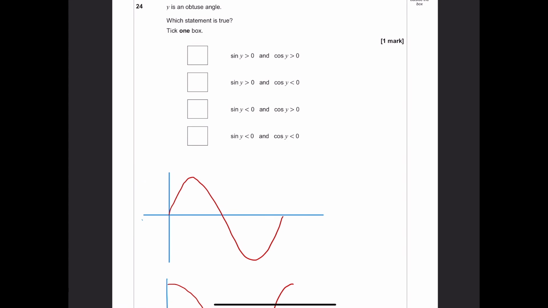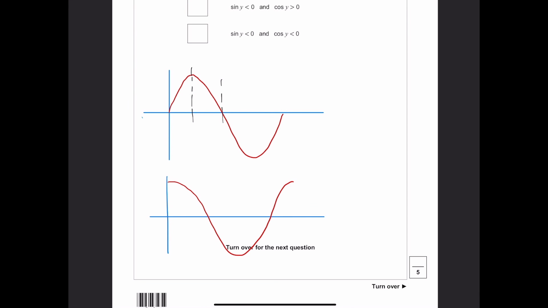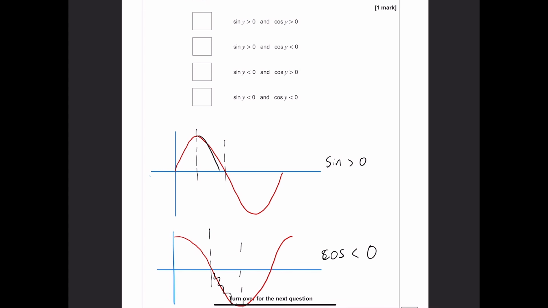Now, y is obtuse. That means it's between 90 and 180. 90 on this graph is between here and here, and 90 is here and 180 is here on the cos graph. So as you can see, when it's obtuse, it is bigger than 0. And for the cos graph, it is less than 0 because all of this is negative. So we need to find the one where it's greater than 0 for sin, which is any of these two, but it is less than 0, so it's going to be this one here, so we tick that box there.